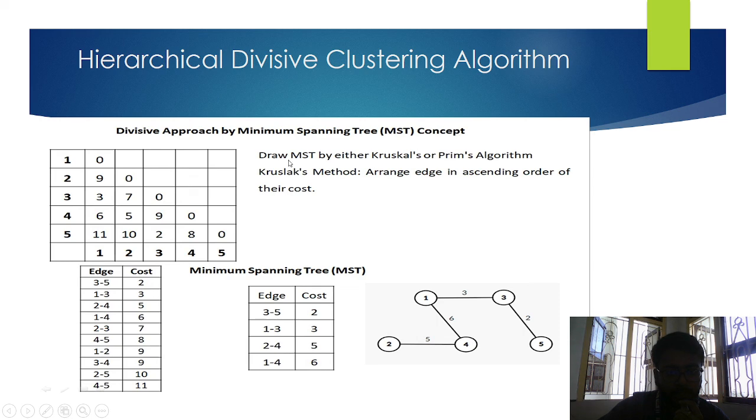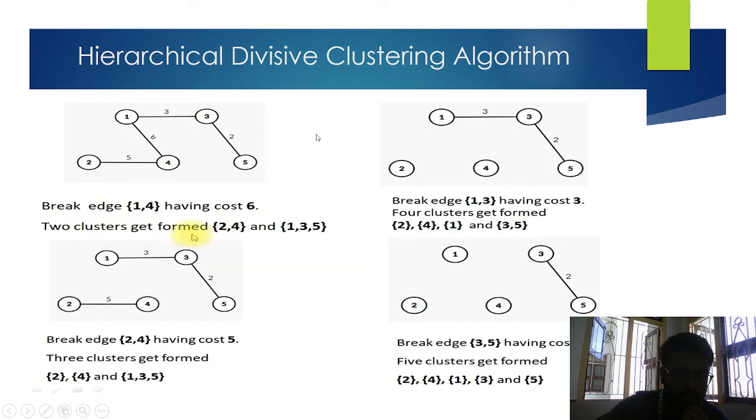Now here is another example. This is the adjacency matrix with the edge costs, and this is the minimum spanning tree we have chosen from the adjacency matrix. From that we have formed the minimum spanning tree. This is the starting stage of the process.